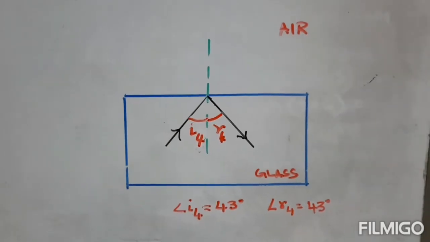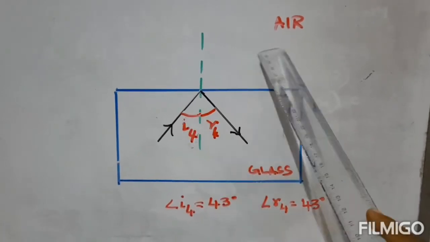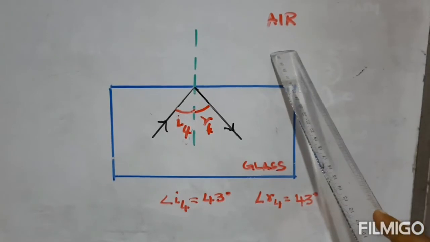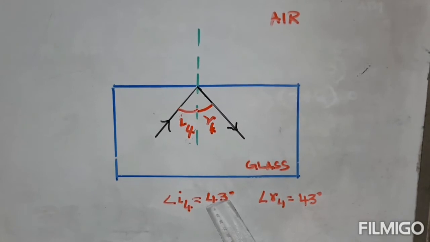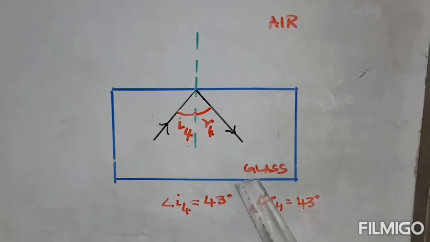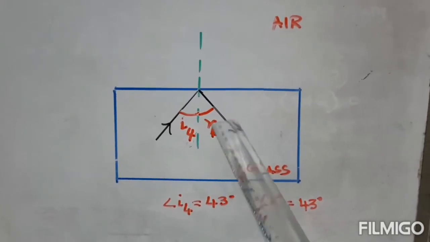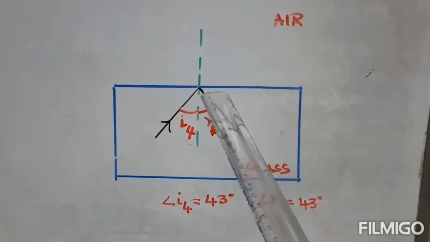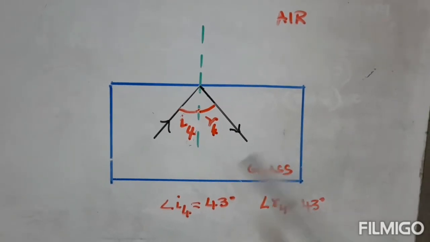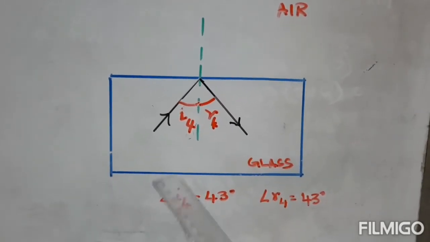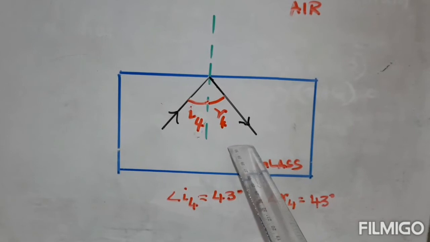In this diagram, a light ray is supposed to pass from denser medium to the rarer medium, glass to air. Angle of incidence is taken as 43 degrees. We know that for glass, the critical angle is 42 degrees, for which the angle of refraction is 90 degrees. And when the angle of incidence is more than the critical angle, the light ray is reflected back in the same medium.